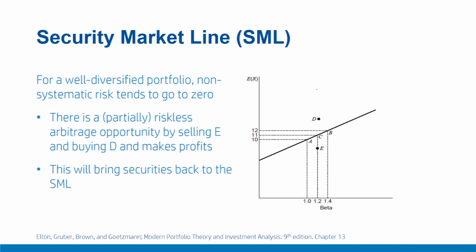Now, it appears that there is a riskless arbitrage opportunity by selling E and buying D to make riskless profits. If this happens, then E will be driven towards the SML because more and more people will be selling E. So its price will fall and expected return will rise, so it will move up. While for D, as more and more people buy D, its price will rise and expected return will fall. So it will be driven towards the SML as well. Both of these securities will be driven towards this SML, or security market line.